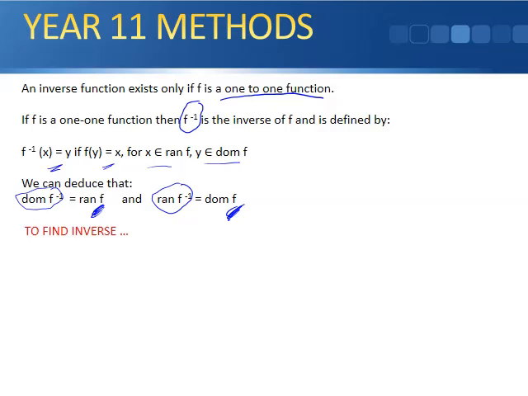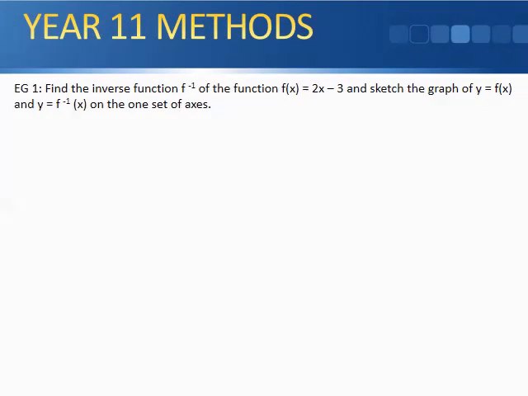Now, how do we find the inverse? We interchange x and y, and then we solve for y. So, example 1 says find the inverse of the function f of x equals 2x minus 3, and sketch the graph of y equals f of x and y equals the inverse of f of x on the same set of axes.